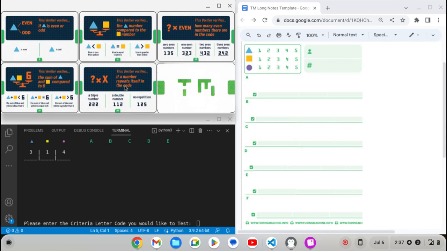And finally, criteria card E will let us know a little bit about the structure of the 3-digit solution. Specifically, the Turing machine will let us know whether there are no repeating digits, as in the example 125, or potentially it could be a double number where a single digit is repeated, as in the example 112, or perhaps it could even be a triple number, a single digit repeated 3 times, as in the example 222.